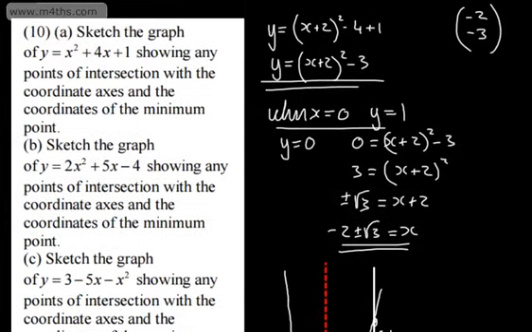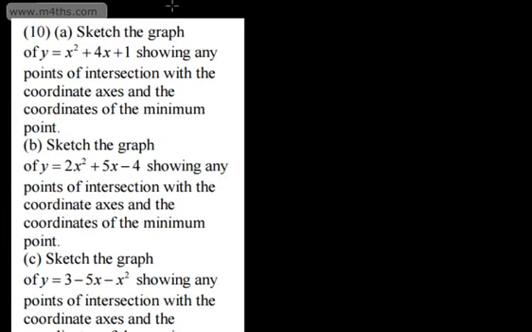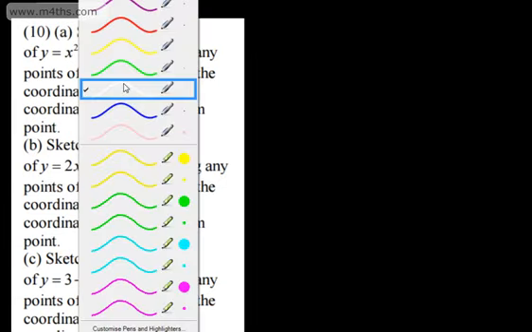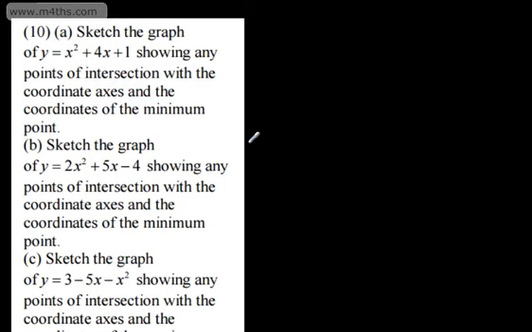So let's go ahead and do another one. Right. Sketch a graph of y is equal to 2x squared plus 5x minus 4, showing any points of intersection with the coordinate axes and the coordinates of the minimum point. So I'm just going to go ahead and complete the square. So y is equal to 2x squared plus 5x minus 4.